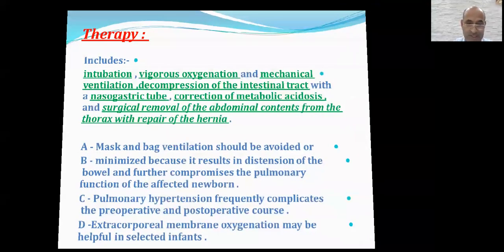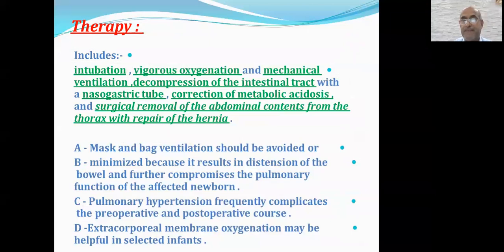Clinical features, of course, are severe respiratory distress after birth, depending on the severity of the hypoplasia of the lung, and you can note a scaphoid abdomen in the newborn. The abdomen is scaphoid because the gastric content has shifted to the chest, and we can hear bowel sounds and decreased aeration on the affected side of the chest.